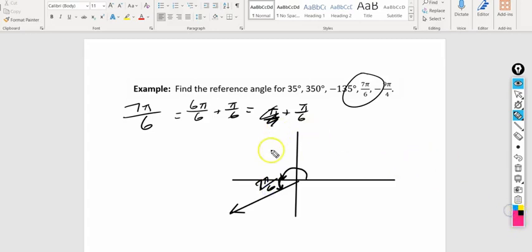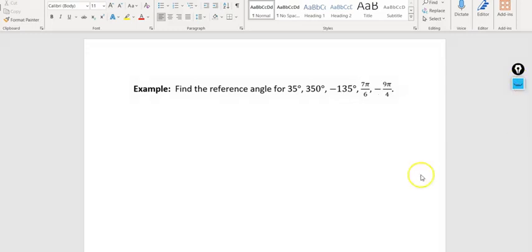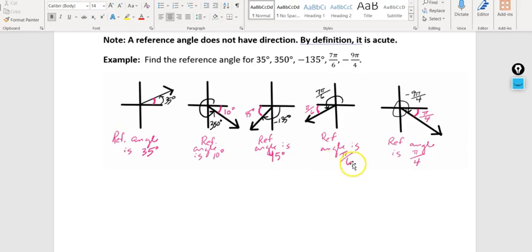Now, what is the reference angle? By definition, the reference angle is the angle determined by the terminal side and the nearest x-axis. That is my reference angle. If this is pi, then as you can see, the leftover bit here, the red part, is going to be pi over 6. So my reference angle is pi over 6. Okay, so let's go back. Pi over 6. And then let's do negative 9 pi over 4.